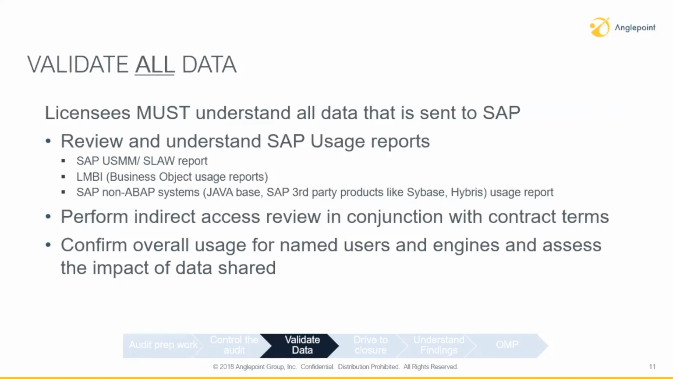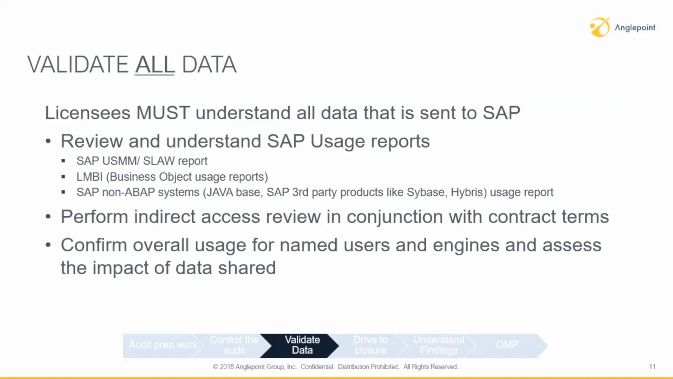Now, a big one is indirect access. SAP always starts with a very benign data request when it comes to indirect access. A lot of times it's, send us your architecture diagram. Most clients don't really understand why. How does that relate to indirect access? Why are they requesting an architecture diagram? They may even feel like, well, SAP already has this information. Maybe they just want to update their records or something like that.